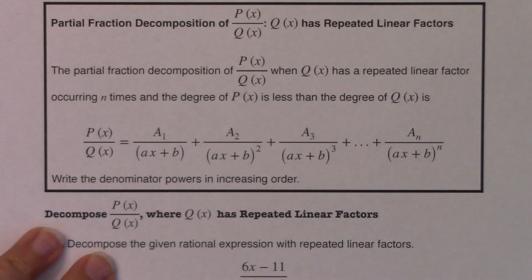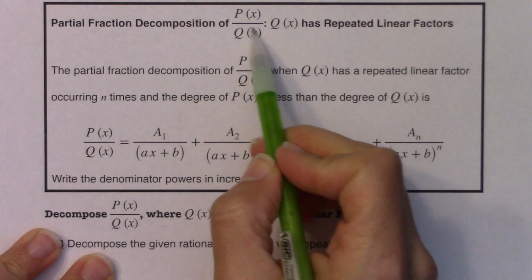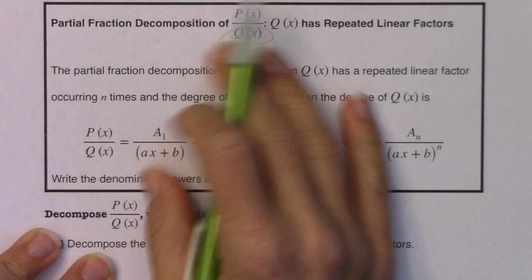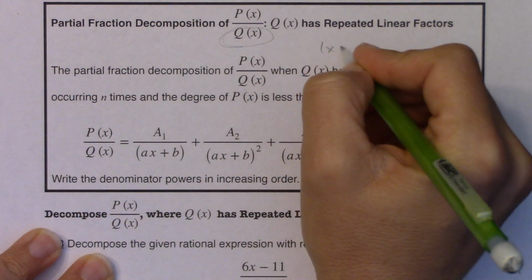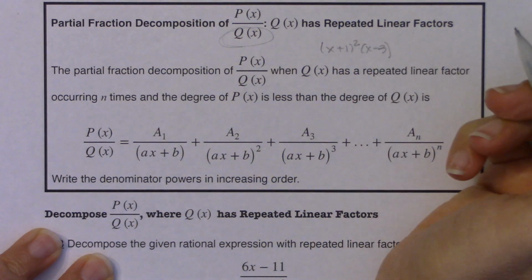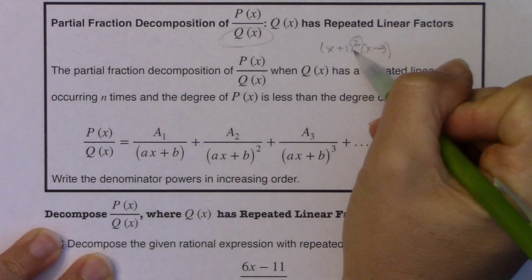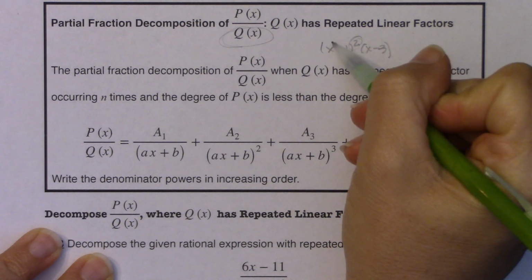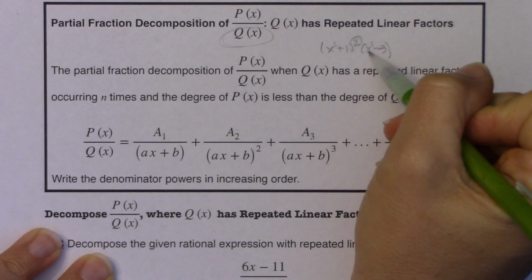Folks, welcome back. Let's take a look at how the process changes slightly when we have repeated linear factors. So our denominator can still be broken into linear factors, but we might have something repeated like (x + 1)^2 (x - 3). So what do we do when we have a factor with a multiplicity larger than 1? Still linear, right? Each of these factors is still linear, but this one has an exponent.